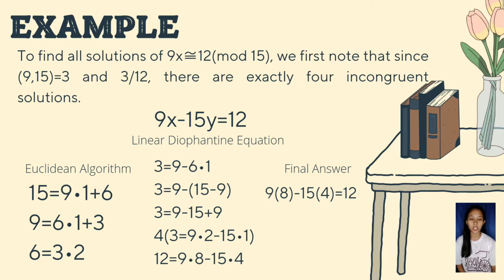To find a particular solution, we consider the linear Diophantine equation ax - my = b.